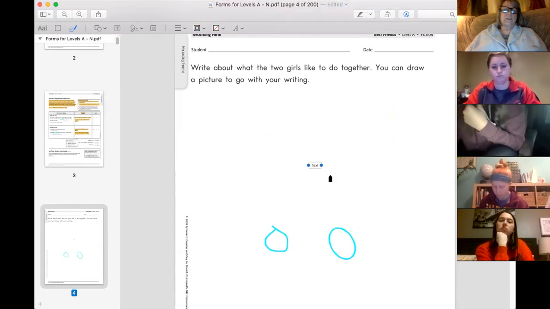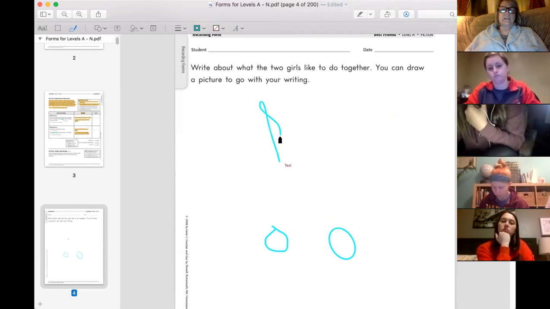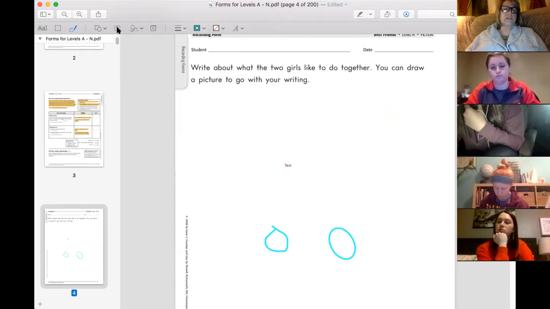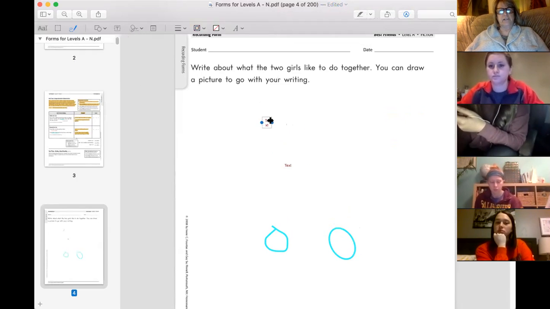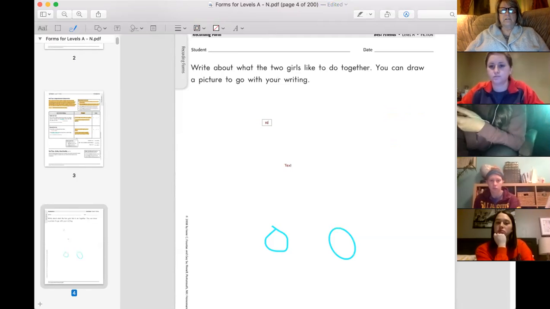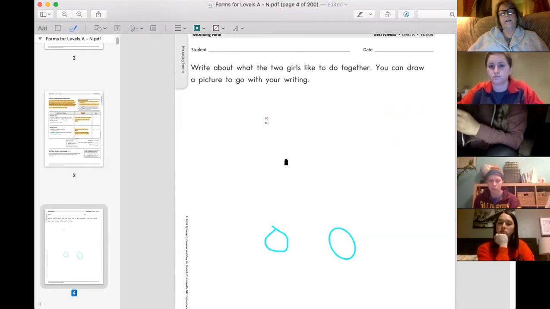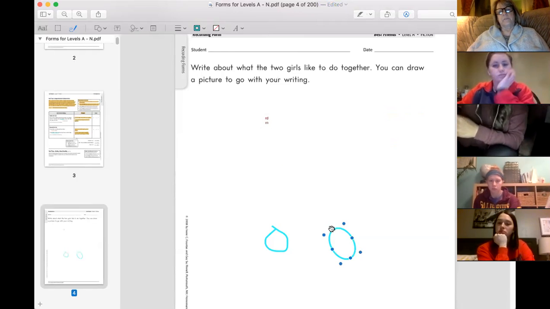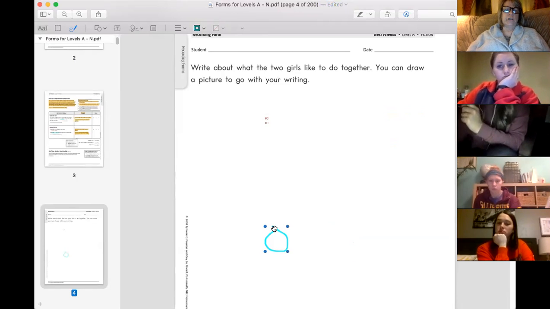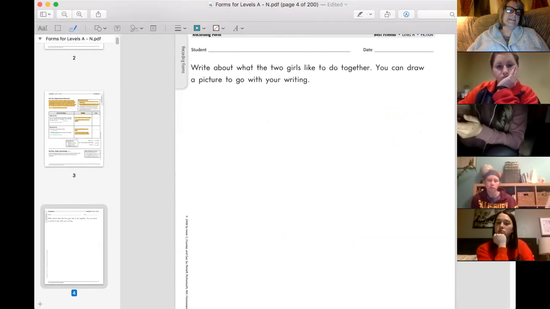And some kids, the lower they are, might write just a list. What are some of the things the kids like to do together? They might say read, RD, read, run, RN. They might make a list. So you're not there to help them or change their story. You're just there to encourage them to do as much writing as they can.